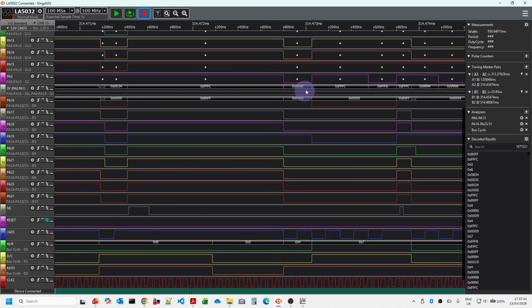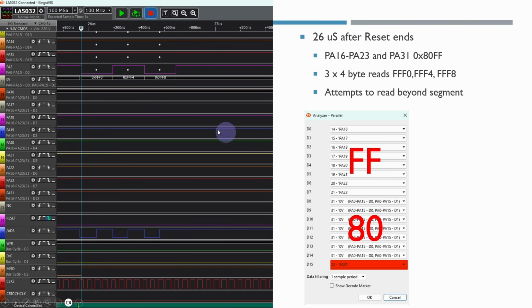If we look at the next instruction here, we can see that the lower address is 9990 and the upper address is just 9. So that doesn't look quite what we're expecting, and I'm going to try and explain what's going on there. It's about 25, 26 microseconds after reset ends, and we know that the upper address lines are set to 80FF.